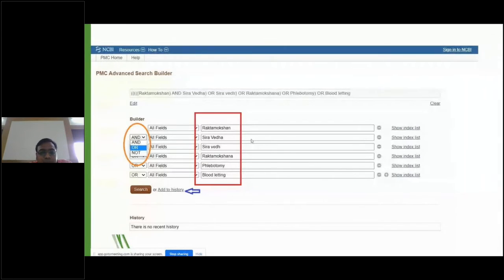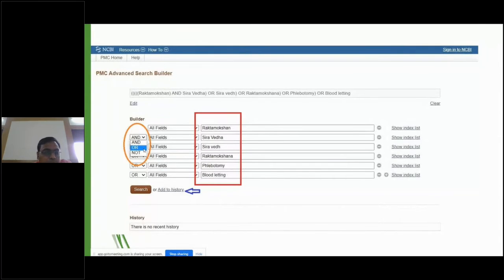using for my search. But during the search, just look on the left side, you have to put OR, because you want all these terms during your search. It means I want Raktamokshan, Siraveda, Siravedha, Raktamokshana, phlebotomy, and bloodletting. I require all these terms included in articles. So you have to put OR.